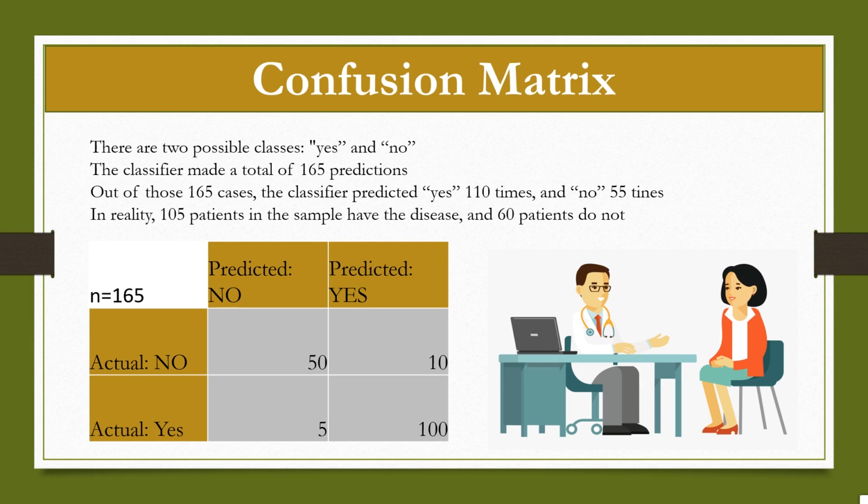Similarly, it wrongly predicted that 5 patients do not have the disease, whereas they actually did have the disease, and it correctly predicted 100 patients who have the disease. I know this is a little bit confusing, but if you look at these values, no-no 50 means that it correctly predicted 50 values, and no-yes means that it wrongly predicted yes for the value it was supposed to predict as no.